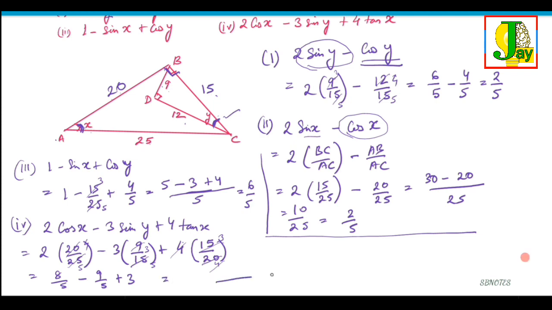So if you take the LCM of these two, you get 8 minus 9 plus 15 by 5. Positive numbers are 15 plus 8, 23 minus 9. I get 14 by 5. Okay.